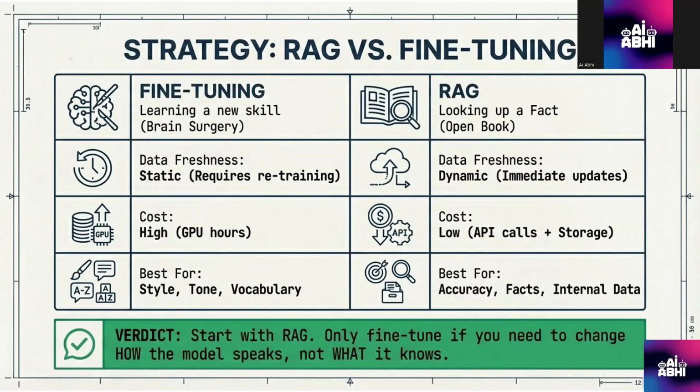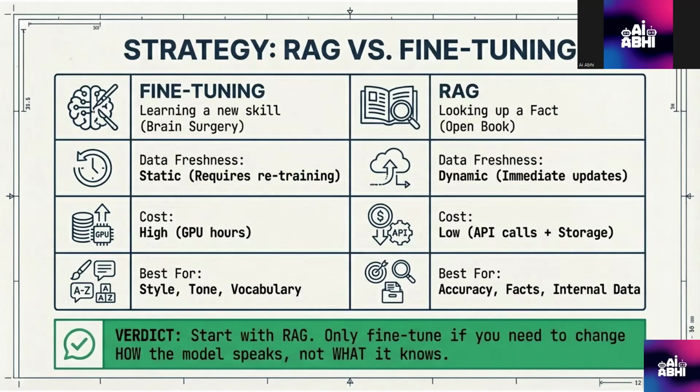Fine-tuning is like teaching someone new information permanently. You retrain the model so it knows your data. The problem is it is expensive. It takes time. And when your data changes, you need to retrain again. Plus, the model can still hallucinate because it learned the info loosely, not word for word.